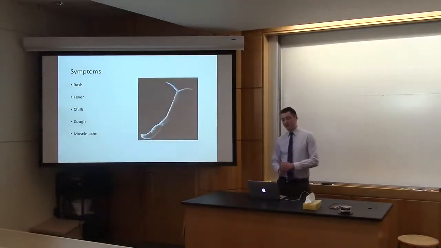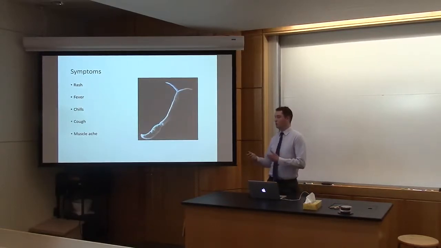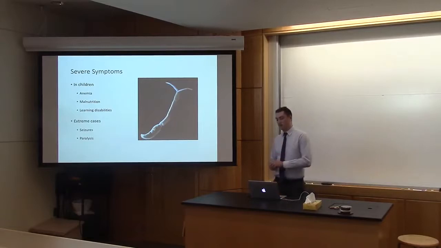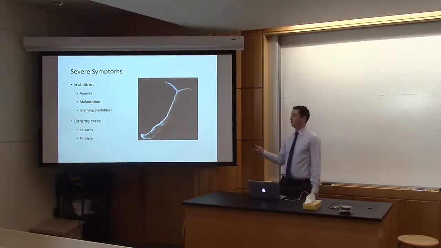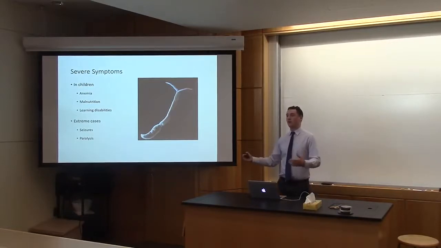So symptoms of schistosomiasis, it seems very similar to like a common cold, right? So you have rash, fever, chills, cough, and muscle ache. So without knowing what this was, you would just think you were coming down with something. But it gets a little bit worse when you have schistosomiasis in children, where they can develop anemia, malnutrition, and learning disabilities.